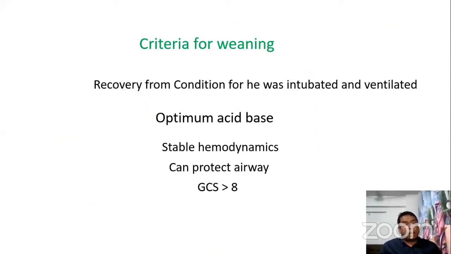Again, there are no hard criteria for weaning, but you should consider that there should be some recovery of the condition for which he or she was intubated and ventilated. The acid base level should be optimum. Hemodynamics should be stable. The dose of vasopressors should not be high, and it should be in a decreasing dose. GCS should be at least more than 8, and he should be able to protect his airways.